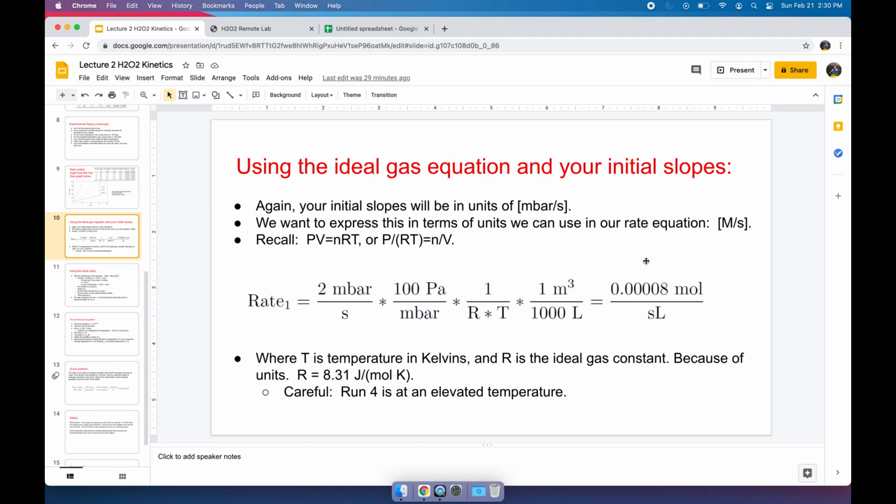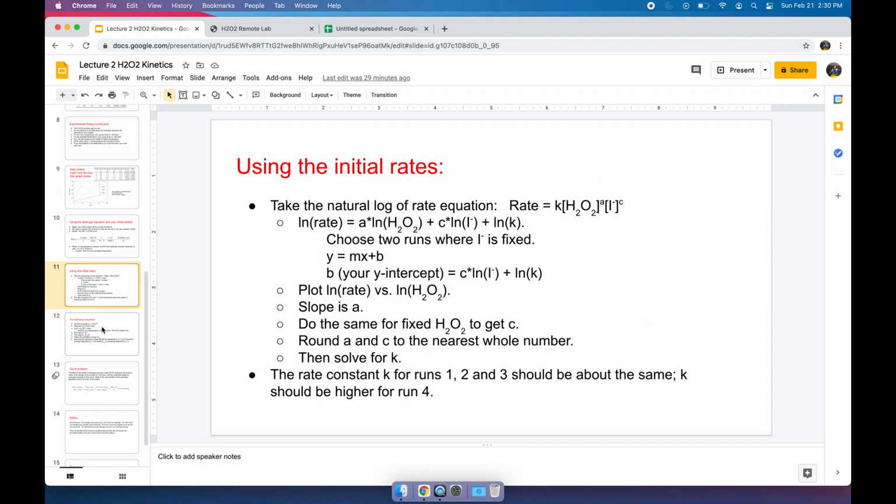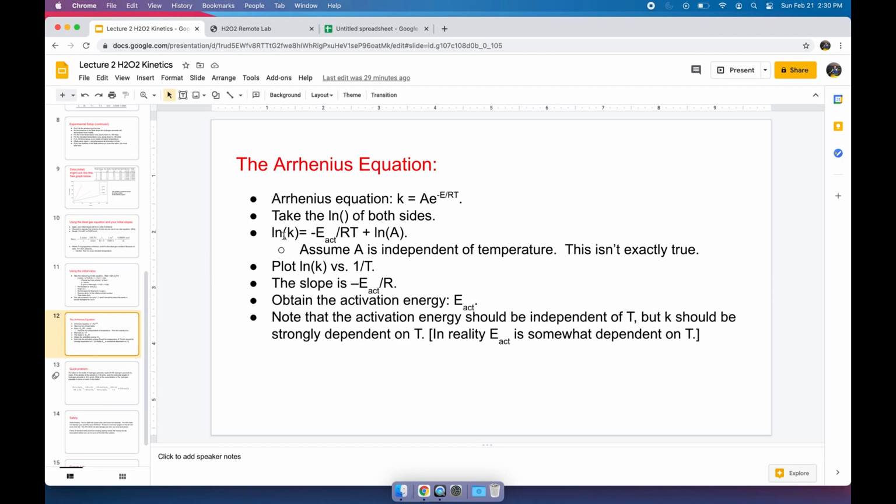From your first 3 rates, you get k1, k2, k3, which are about the same. For rate 4, you get k4, which is much higher. You take the average of k1, 2, and 3. Then you just use the Arrhenius equation. You get 2 points: one point at the room temperature k, and another point at the elevated temperature k.